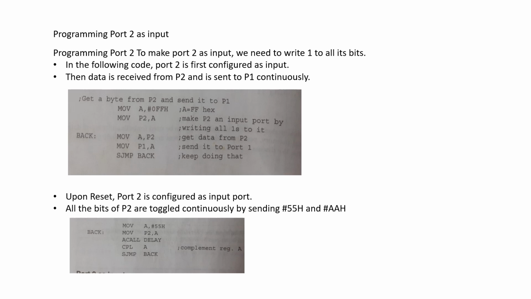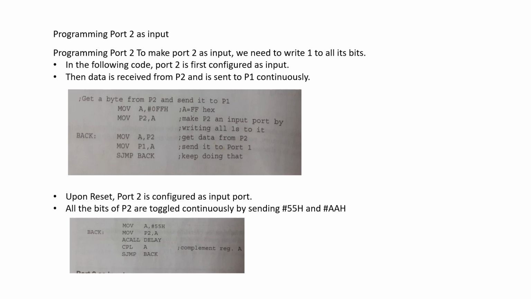The data is received from port 2 and is sent to port 1 continuously. So first we are moving FF to accumulator, and then we are moving the value of accumulator to port 2. MOV A, #0FFH, MOV P2, A. Now P2 is set as an input port by writing 1 to all its bits.